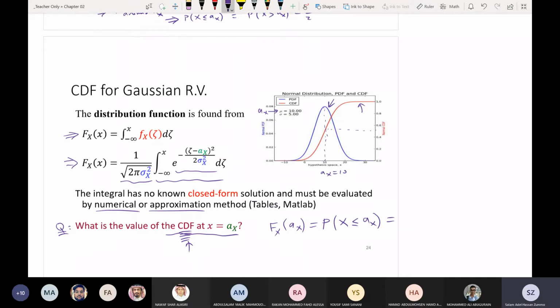Half. Half. ليش؟ لأنه it's a symmetric. It's the area under the curve. Right? So it's half the area. It's half. Because the whole area is equal to what? 1. Okay? طيب. So this is basically the closed form solution that we don't, the integral that we don't have closed form solution. And because of that, we can make tables for that.